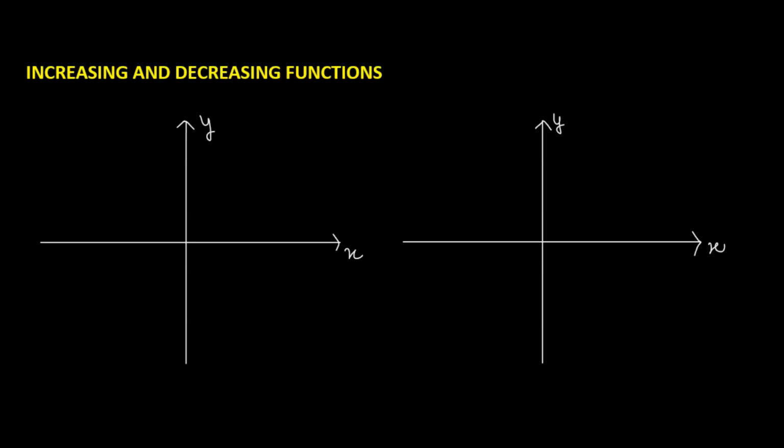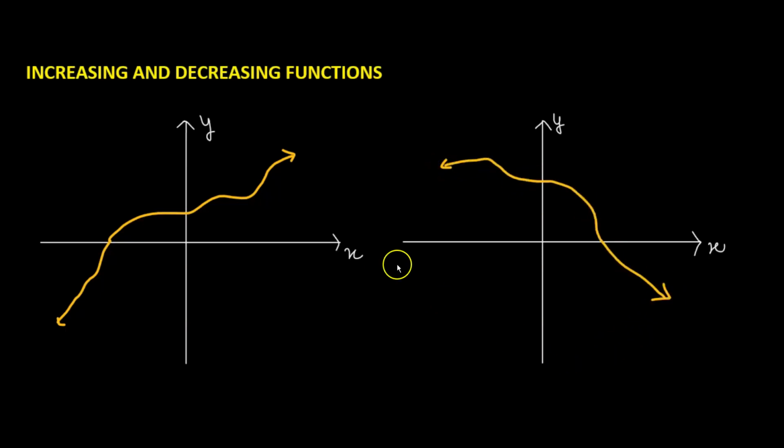Let's talk about increasing and decreasing functions. So we'll begin by considering two graphs. Let's say the first graph looks something like this, and the second graph looks something of the sort as shown here. Now, which one of the graphs is increasing or decreasing?